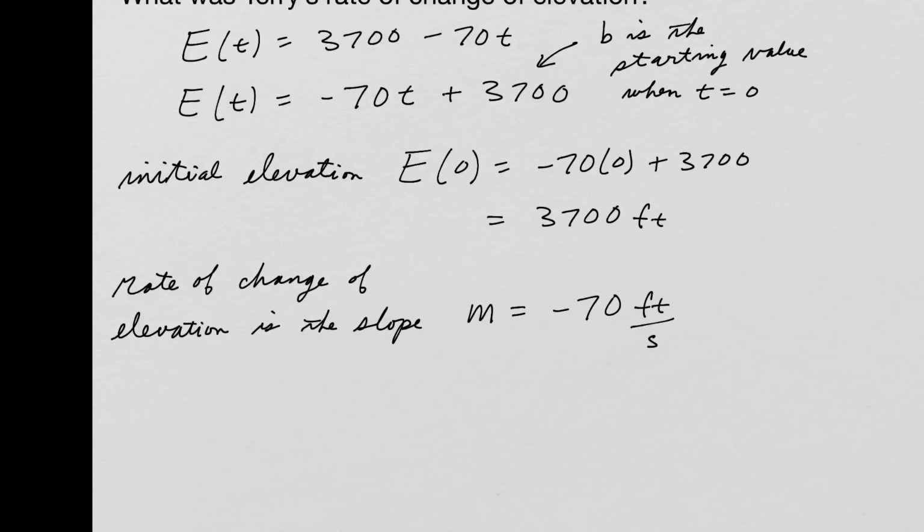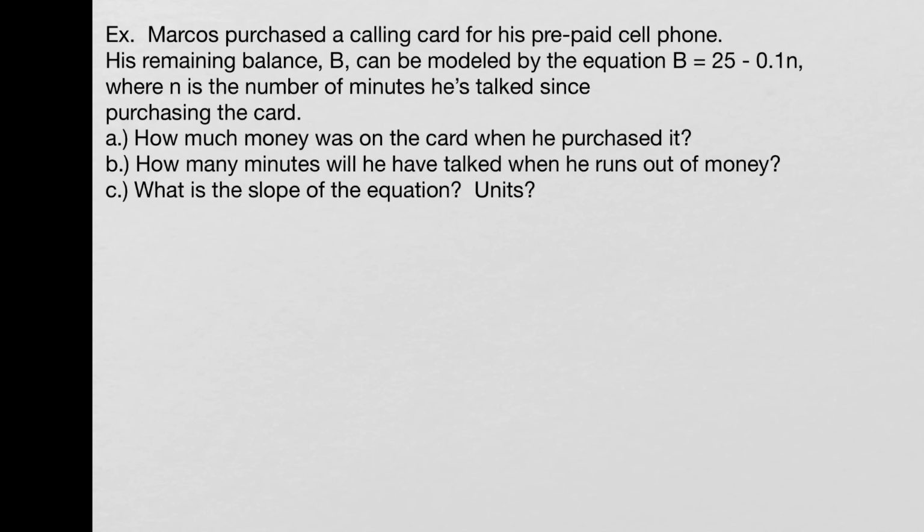Okay, let me do one more question. In this example, we're told that Marcos purchased a calling card for his prepaid cell phone. His remaining balance B can be modeled by the equation B equals 25 minus 0.1n, where n is the number of minutes he's talked since purchasing the card. And there are 3 questions. How much money was on the card when he purchased it? How many minutes will he have talked when he runs out of money? And then what is the slope of the equation and what are the units?